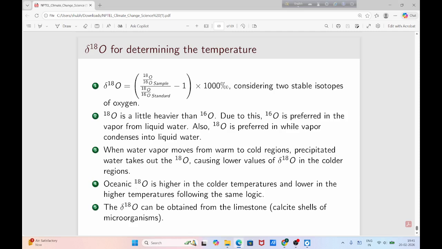Now, oceanic 18O is higher in the colder temperatures and lower in the higher temperatures, following the same logic. Because in the ocean there is rainfall, and whenever it rains, 18O is removed, so rain will have more 18O compared to snow. Rain occurs in a warmer environment, and snowfall in a colder environment. But for getting snow we need vapor. In that vapor, 18O is less because it has already precipitated out in the warmer regions.